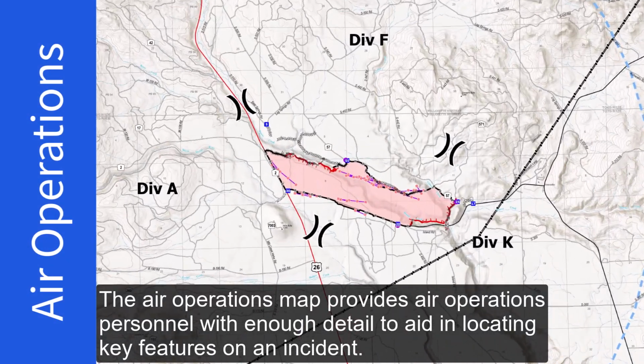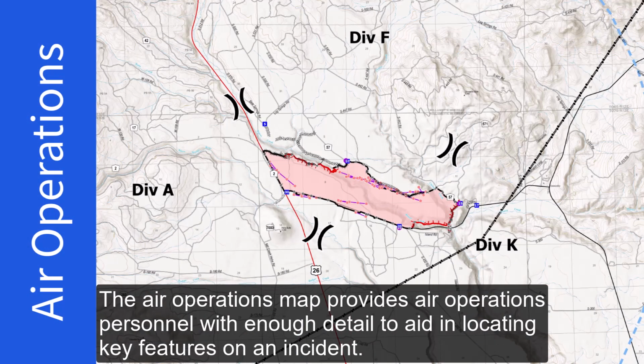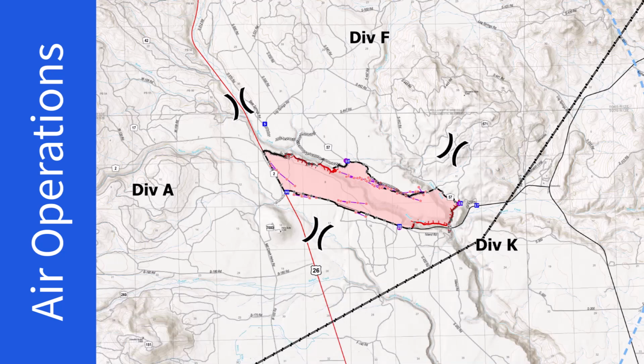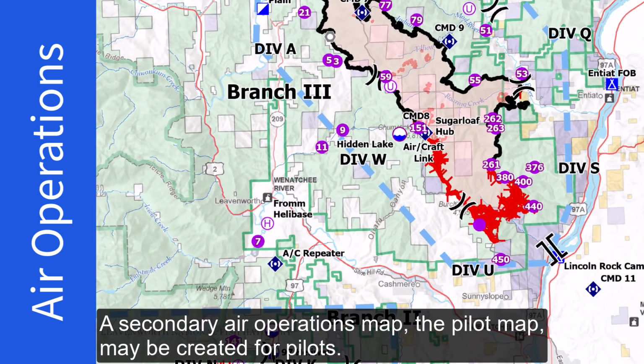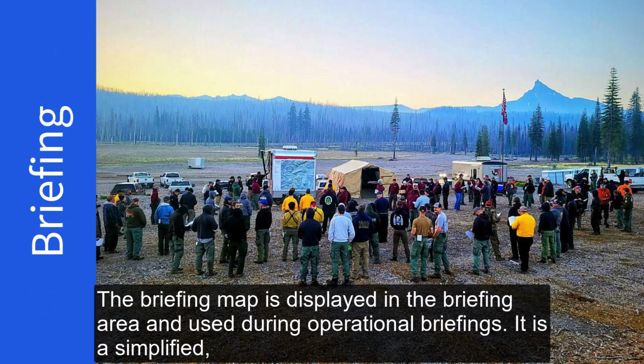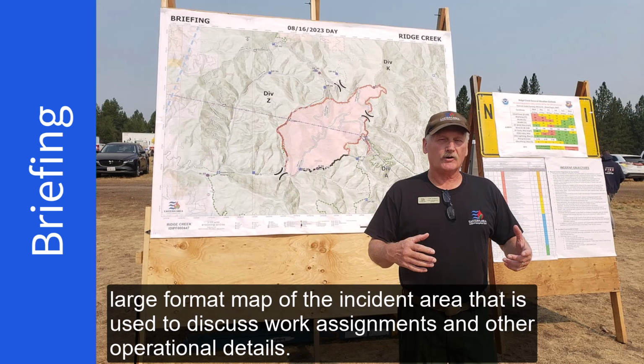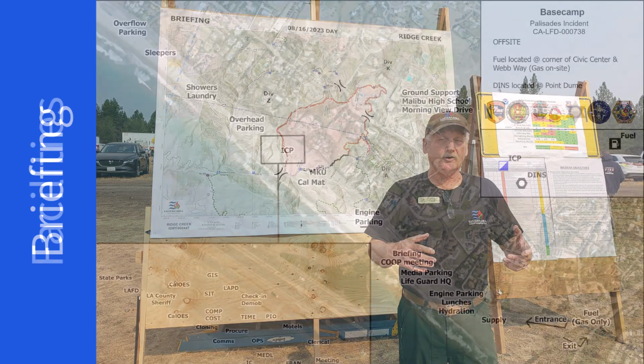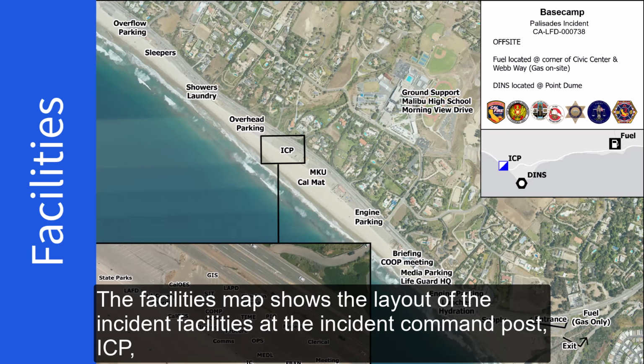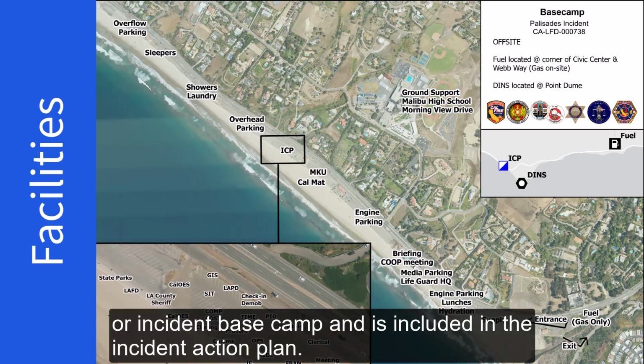The Air Operations Map provides air operations personnel with enough detail to aid in locating key features on an incident. A secondary Air Operations Map, the Pilot Map, may be created for pilots. The Briefing Map is displayed in the briefing area and used during operational briefings. It is a simplified, large-format map of the incident area that is used to discuss work assignments and other operational details. The Facilities Map shows the layout of the incident facilities at the Incident Command Post, ICP, or Incident Base Camp, and is included in the Incident Action Plan.